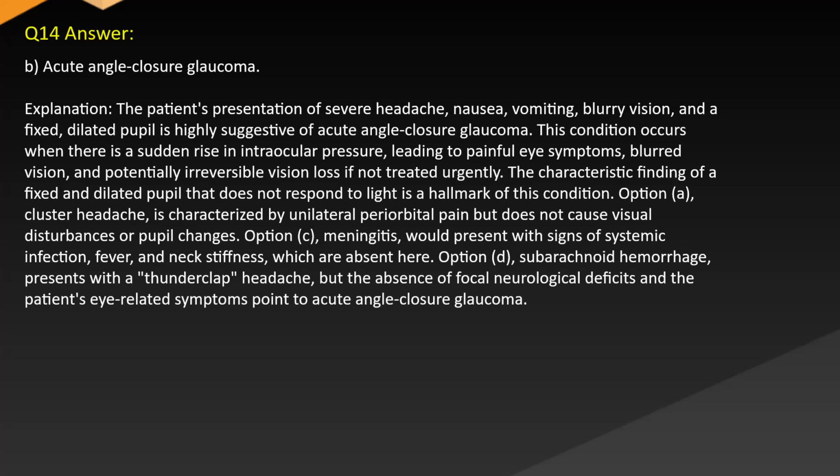Option A. Cluster headache is characterized by unilateral periorbital pain but does not cause visual disturbances or pupil changes. Option C. Meningitis would present with signs of systemic infection, fever, and neck stiffness, which are absent here. Option D. Subarachnoid hemorrhage presents with a thunderclap headache, but the absence of focal neurological deficits and the patient's eye-related symptoms point to acute angle closure glaucoma.